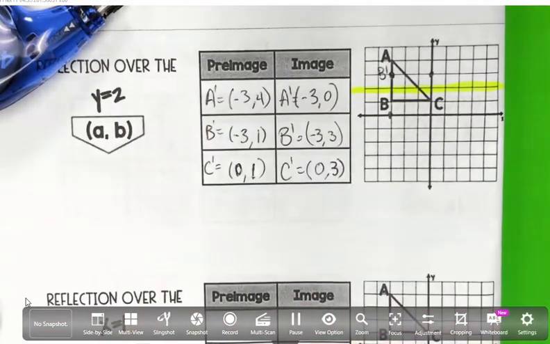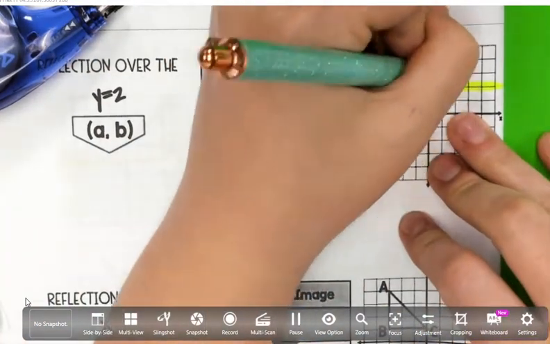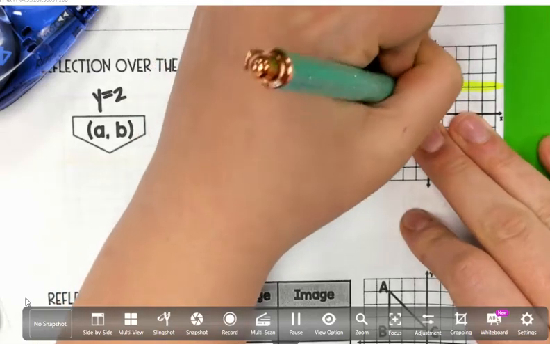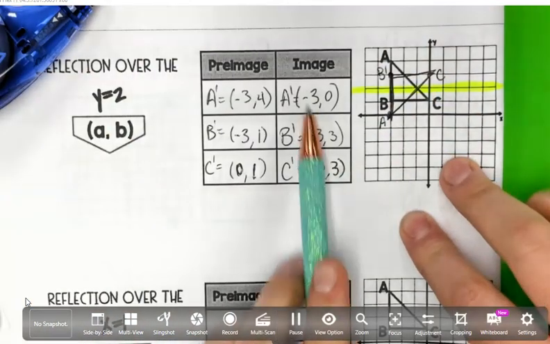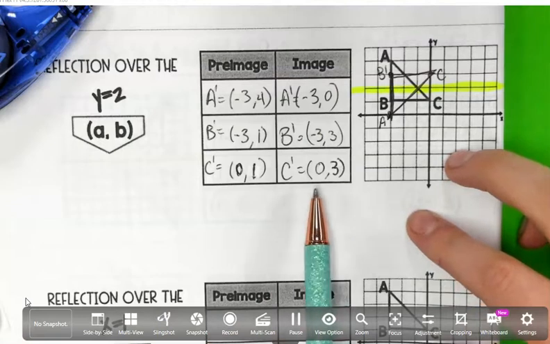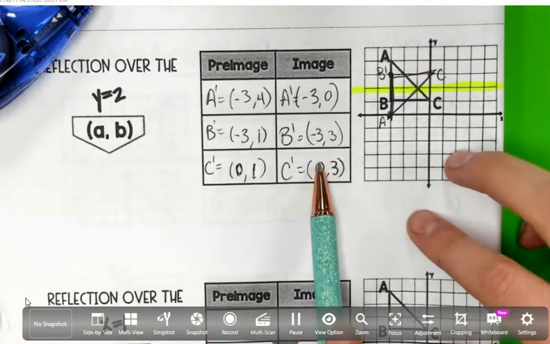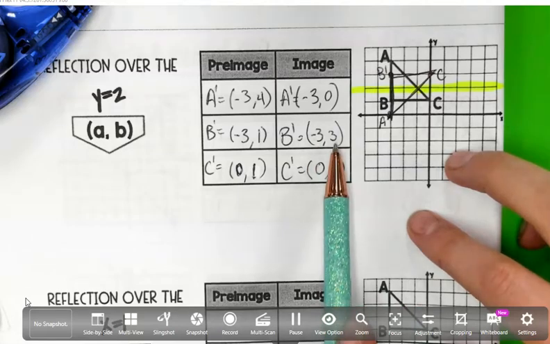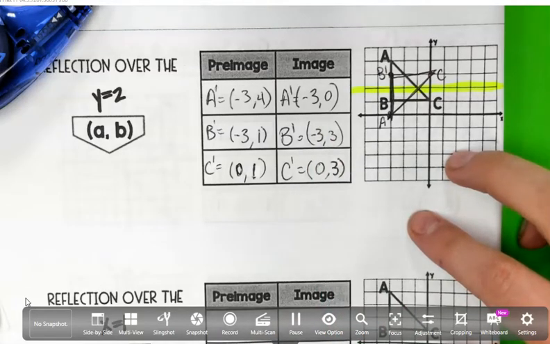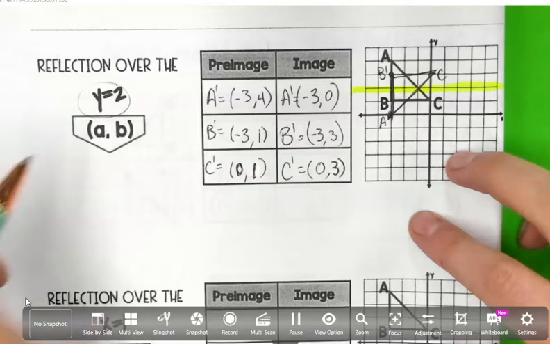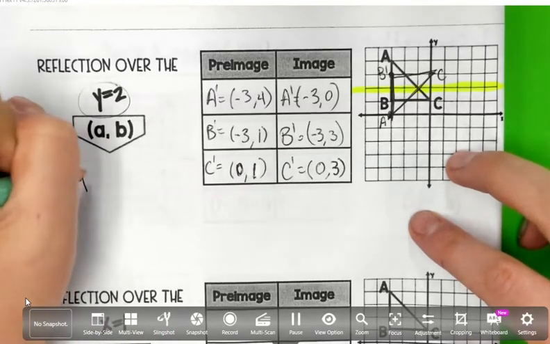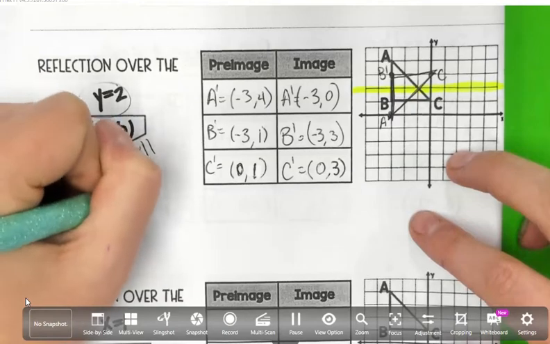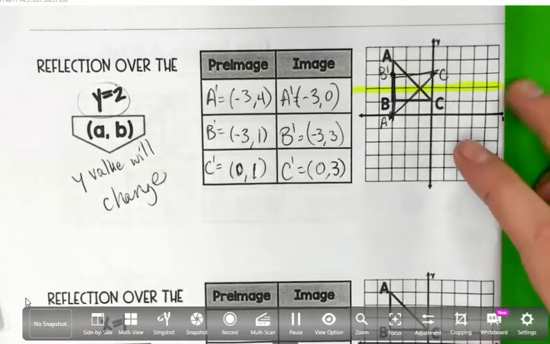All right, now that we've done this, we've got our A prime, B prime, C prime. We can see that our shape flipped over. But notice, as far as the changes go, was there a change in the x value for any of these points? Nope. Only the y value changed for every one of these. So for this, since it's y equals 2, the y value will change.